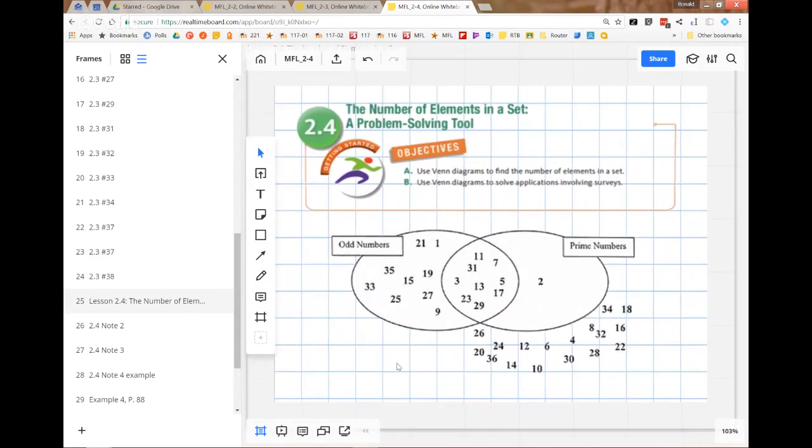All right. So here we go with lesson 2-4. This is the only lesson that is part of our instruction today. Lesson 2.4, and it's the title that's in the book: The Number of Elements in a Set, A Problem-Solving Tool.